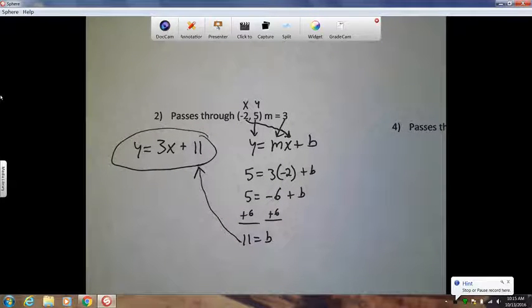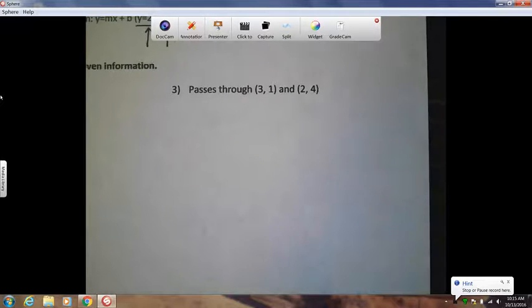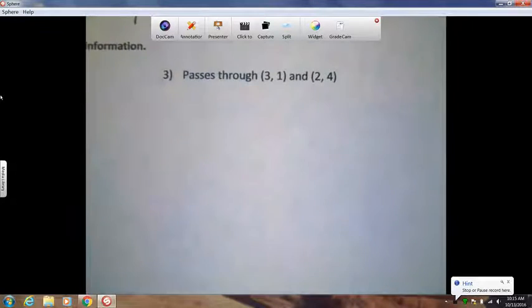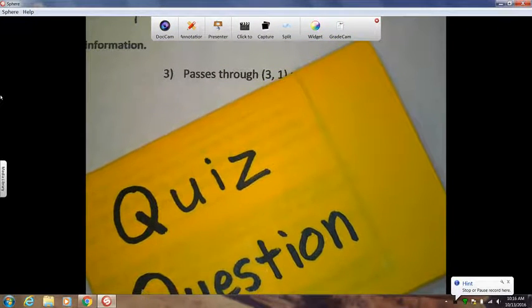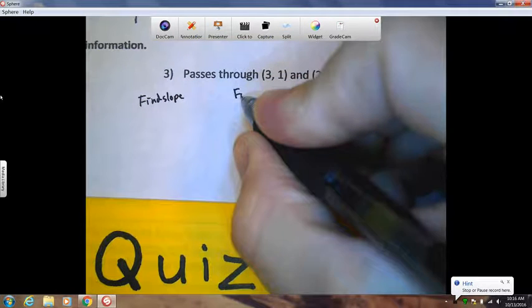Let's look at another example. Okay, this one has a little more involved in it. I don't know the slope or the y-intercept. I don't know either one. So the first thing that I need to do is I need to find my slope. So remember, first thing is find slope. Okay, and then find b, which is y-intercept. Make sure you remember that.